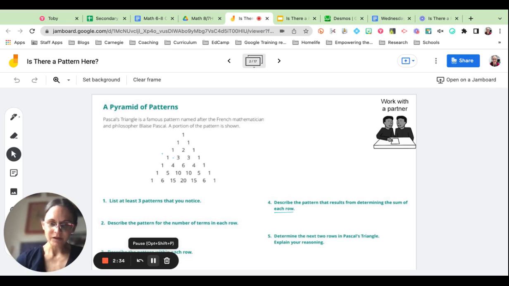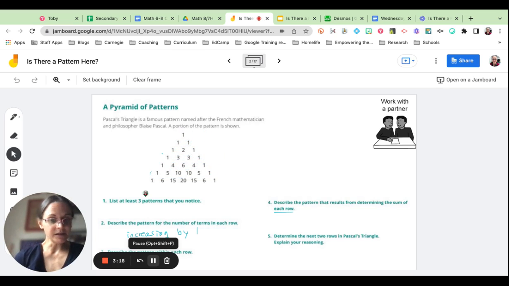Okay, here we go. So at least three patterns that you noticed. I'm actually going to come back to that one last because we're going to talk about a lot of patterns that we noticed. Describe the pattern for the number of terms in each row. Well, let's see. The top row had 1. The next row had 2, then 3, then 4, then 5. And again, this is just if we count the number of terms in each row like that. We're just counting the number of numbers in each row. So it's increasing by 1. It starts with 1 and it increases by 1. 1, 2, 3, 4, 5, 6, 7, 8, 9, right? If we wanted to go to the rows beneath the pyramid that we have.